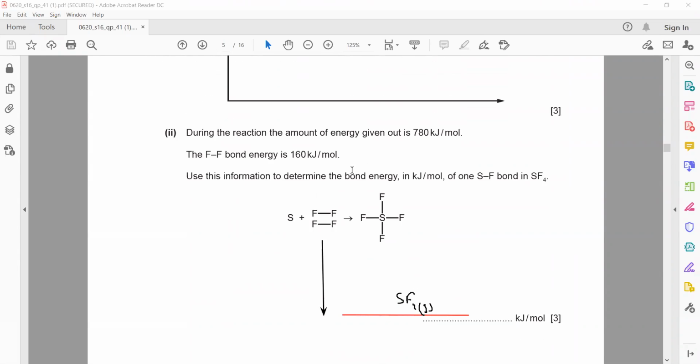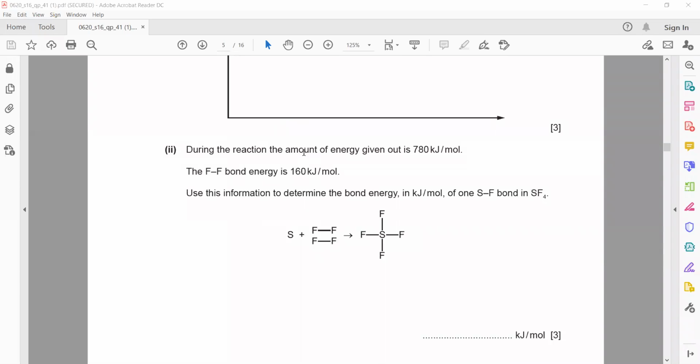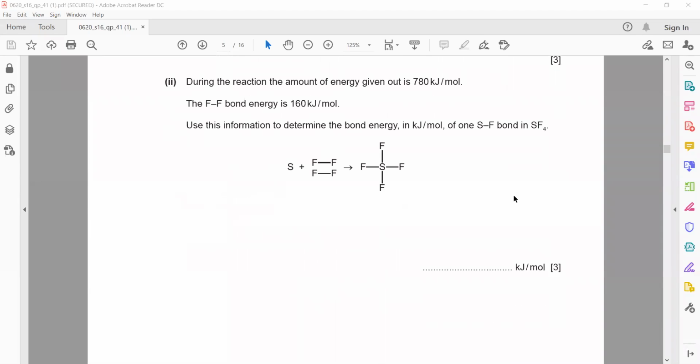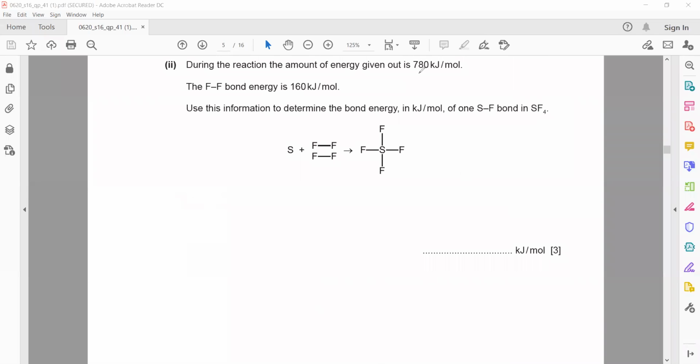Next part: during the reaction, the amount of energy given out is 780 kilojoule per mole. The F-F bond is 160. Use this information to find the S-F bond. So the formula is bond breaking minus bond forming is equal to energy change. So when you break the bonds and form the bonds, you will get the energy change.